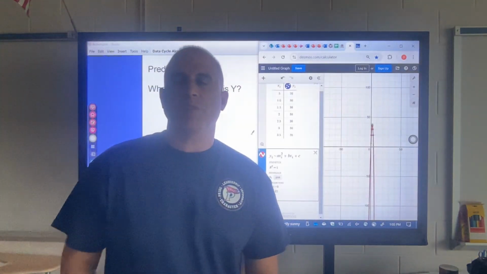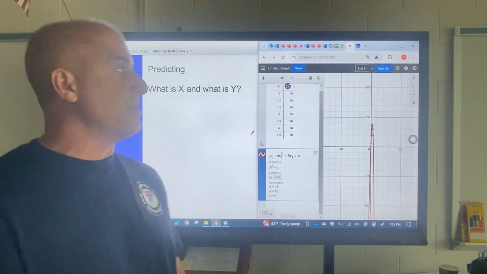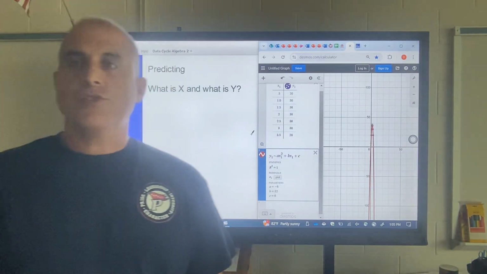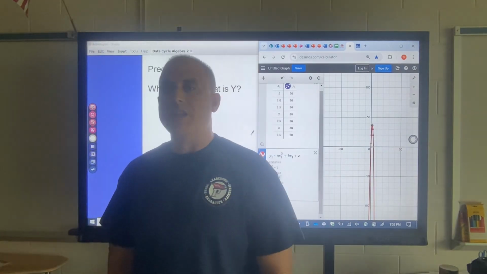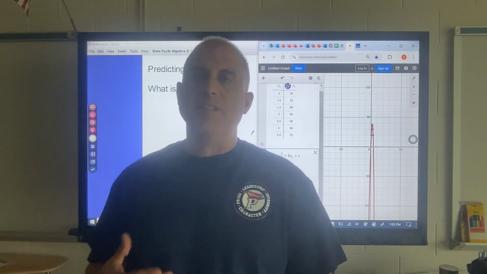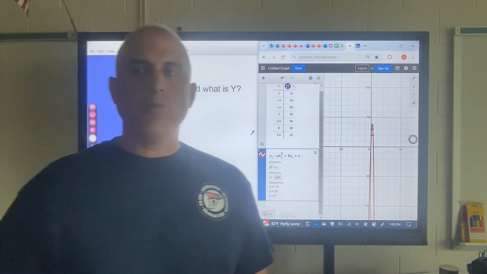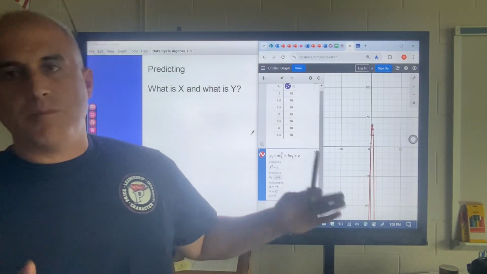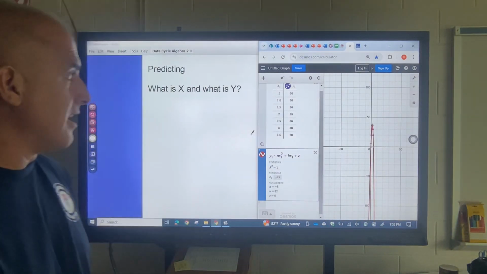Okay, we're going to now do the second lesson of the data cycle with regression. This is going to be predicting X and Y. This lesson has the most important contextual meaning: you want to use these regression equations to help predict mostly future values, but you can also predict past values within the data set.